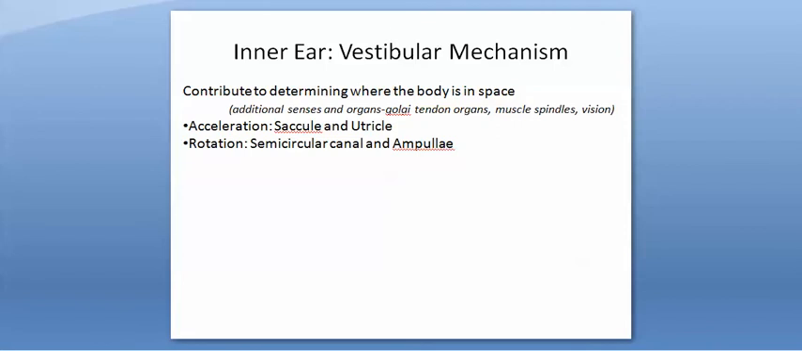All right, so we have gone over this in the last chapter. The vestibular mechanism is in charge of balance. So it tells us where our body is in space. And it does that in 2 dimensions, in terms of acceleration and in rotation. I've listed here the sense organs responsible for each. The saccule and utricle give us information about acceleration, whereas the semicircular canals and the ampullae associated with them give us information about rotation.